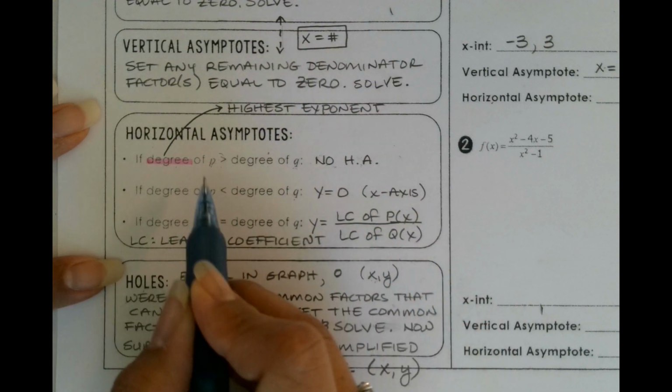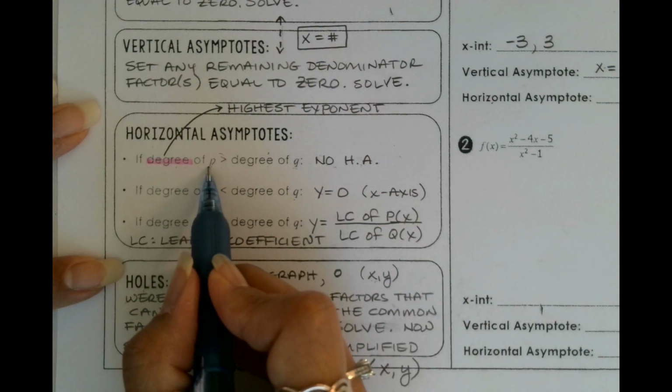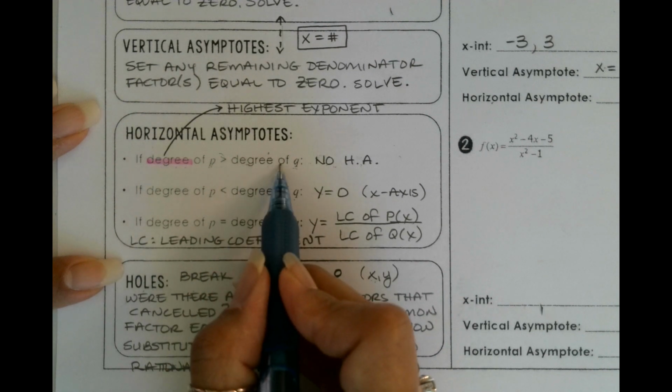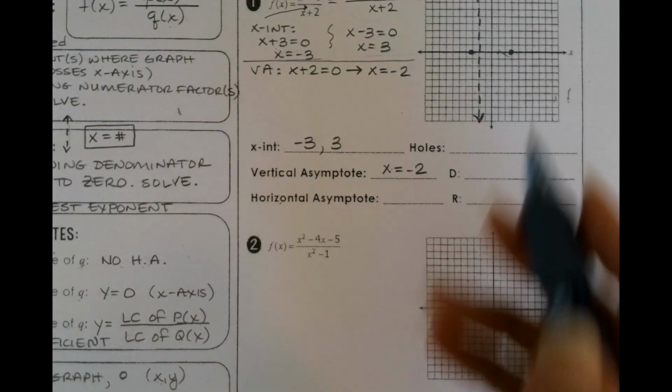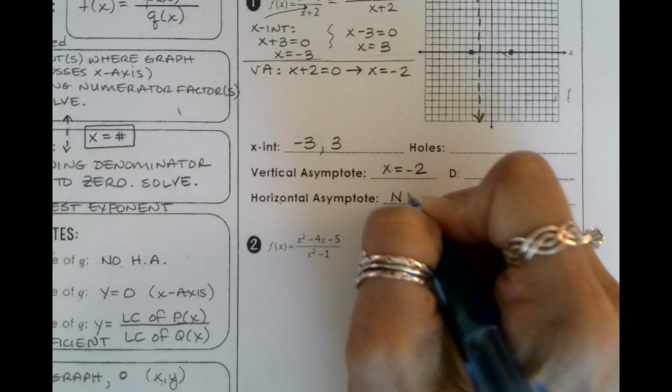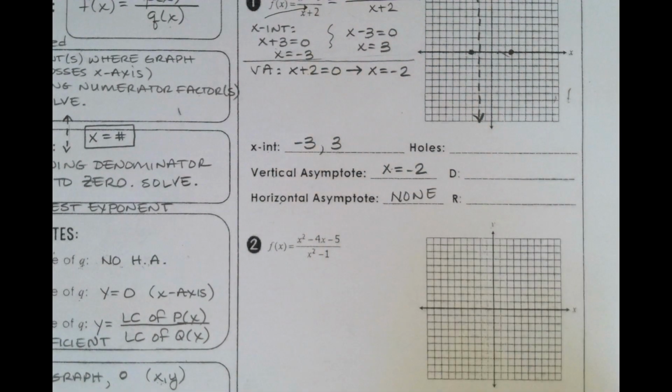So the degree of my polynomial P was a 2. The degree of my polynomial Q was a 1. 2 is greater than 1. No horizontal. So I'm going to come over here and write none. There aren't any horizontal asymptotes.